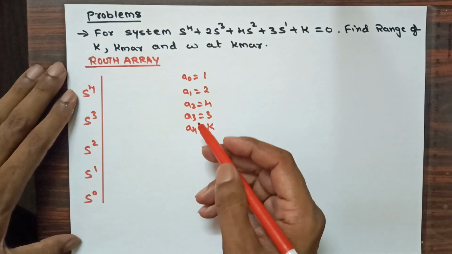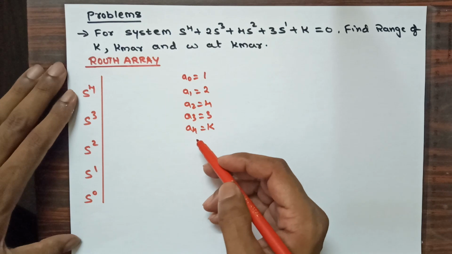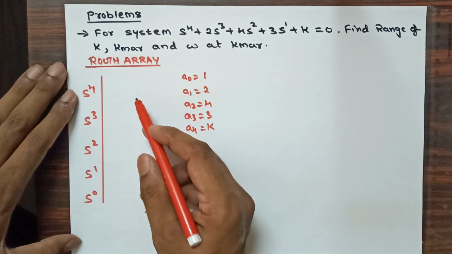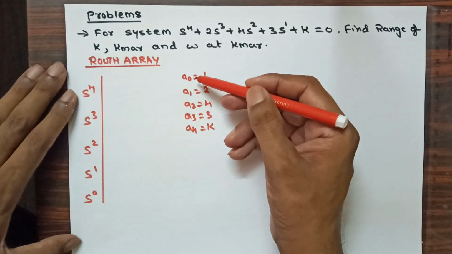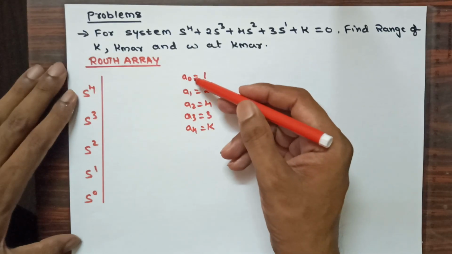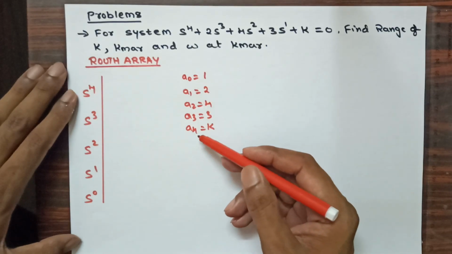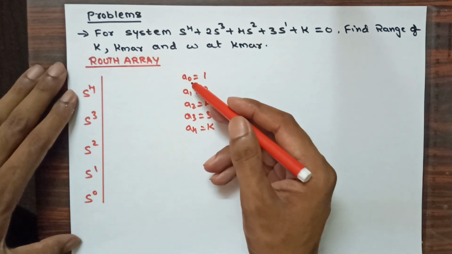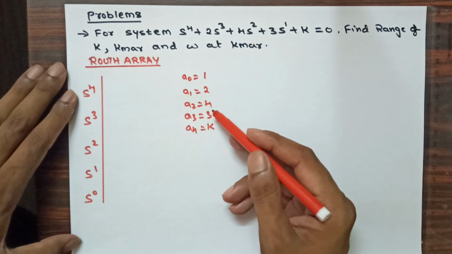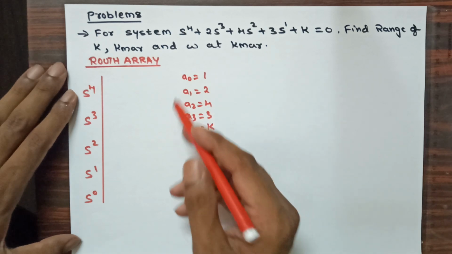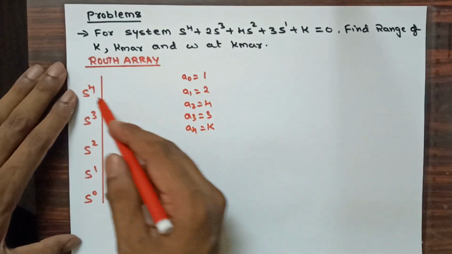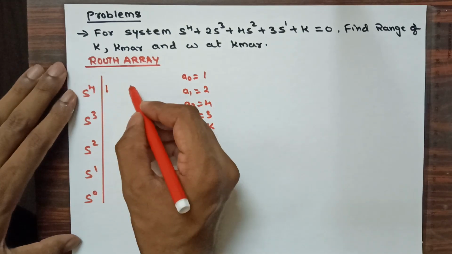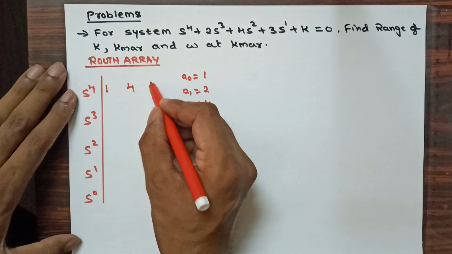Now I am going to form the first and second rows by considering these coefficients. We know that in the first row we consider the even coefficients, or we can say the alternate coefficients. So first the even coefficients, that is the a0, a2, and a4 coefficients. For a0 the value is 1, for a2 the value is 4, and for a4 the value is k. Whatever the even coefficient values are, we consider them in the first row.